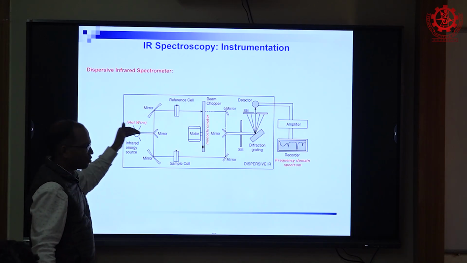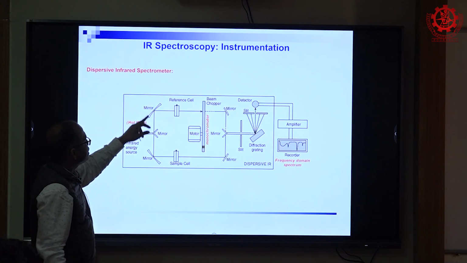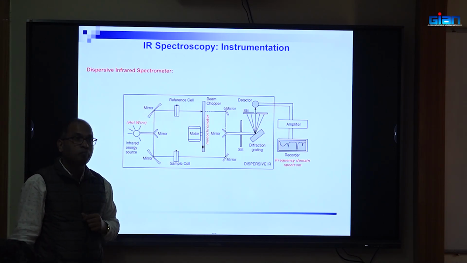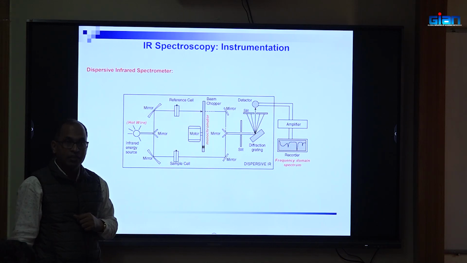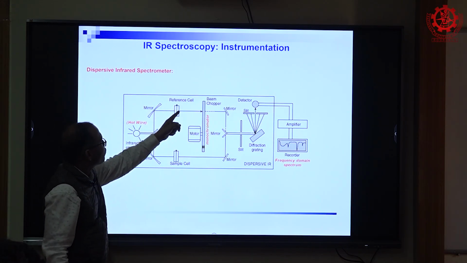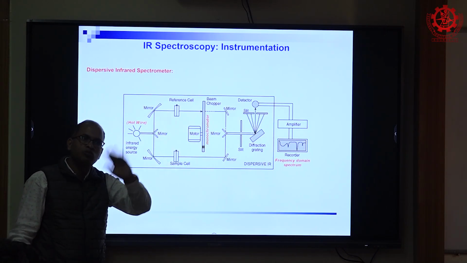Now the IR radiation goes into the spectrometer. It is divided into two parts. I told you we are doing some blank scanning. So this one goes to the reference cell. Reference cell means everything without the compound.